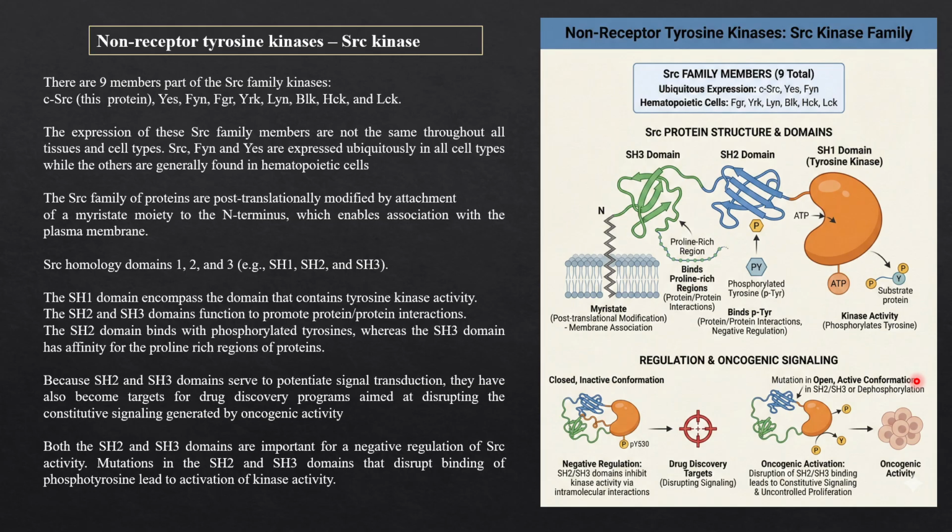The SH1 domain is the catalytic domain, which is responsible for the tyrosine kinase activity. It uses ATP to phosphorylate the target proteins on the tyrosine residues, thereby propagating the intracellular signaling. The SH2 and the SH3 domains are regulatory domains that mediate the protein-protein interactions. The SH2 domain specifically binds to the phosphorylated tyrosine residues on other proteins, while the SH3 domain interacts with the proline-rich regions. These interactions allow SRC to be recruited into the signaling complexes and help regulate its activity.